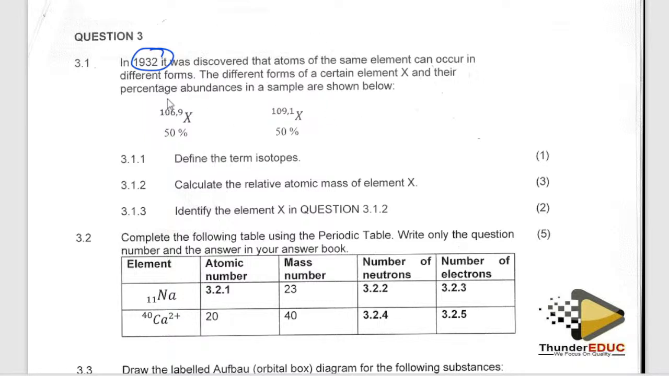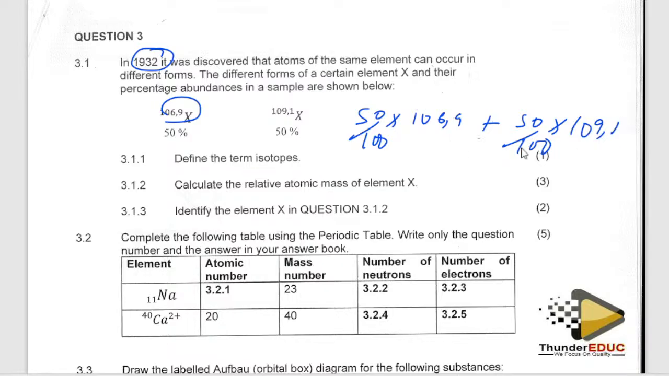It means that you have to add the mass here and you have to add the mass here. So 50% means 50 out of 100 times the mass here, which is 106.9, plus 50 out of 100 times the mass, which is 9.1. So when you add these two, you have to be able to get the atomic mass of that. And then when you calculate, this one will give you around 53.4, and then also this one will give you something like that, and then the total is 0.8.